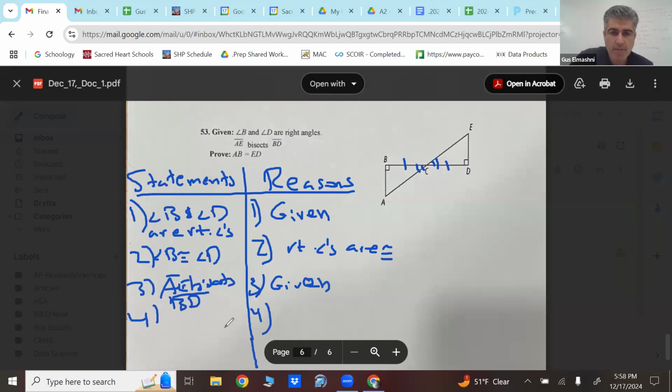Then what I could say is... give me a sec here. Sorry, a little perplexed. Then you can say CB equals CD, and that's going to be the definition of segment bisector, I think.